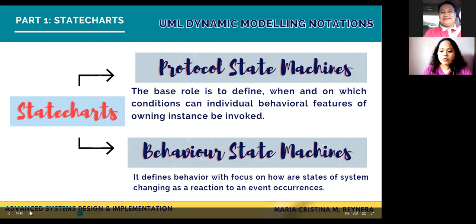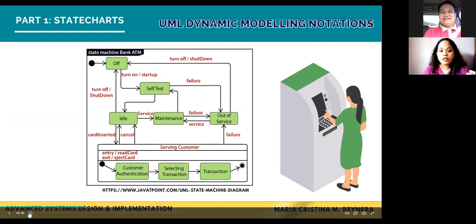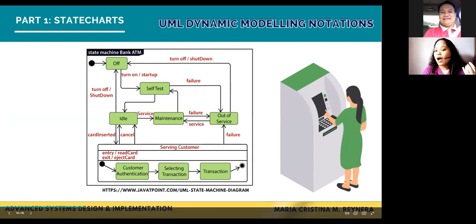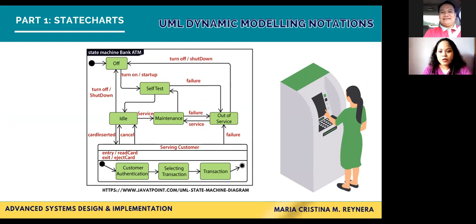Then in my next slide, I got this graph from javatpoint.com. It's an example of a top level state machine diagram, and we know how to use an ATM, right? By the way, we're not calling it ATM machine, we're calling it ATM. First, initially the ATM is turned off. Then after the power supply is turned on, the ATM starts performing the startup action and enters the self test state.